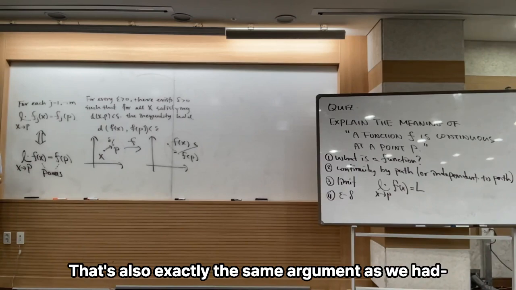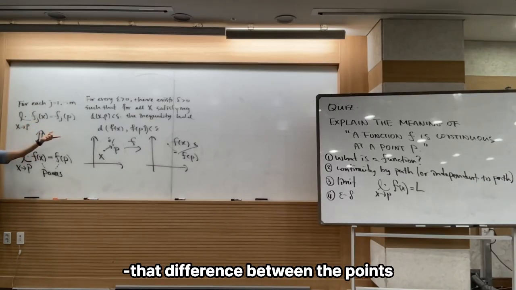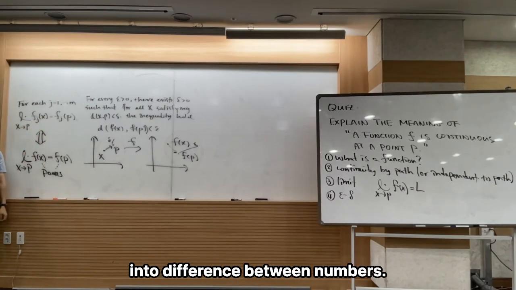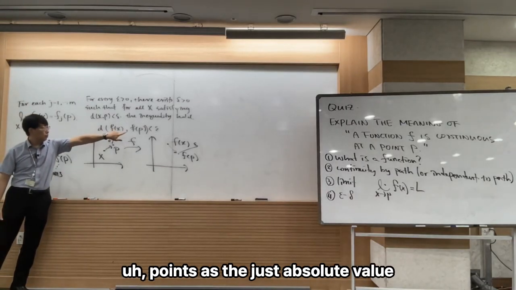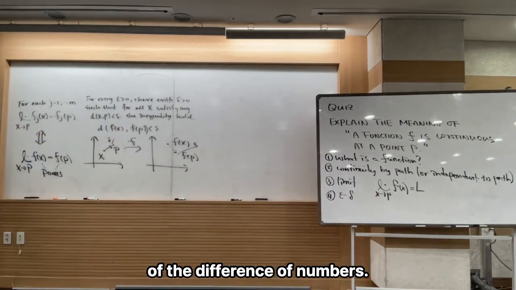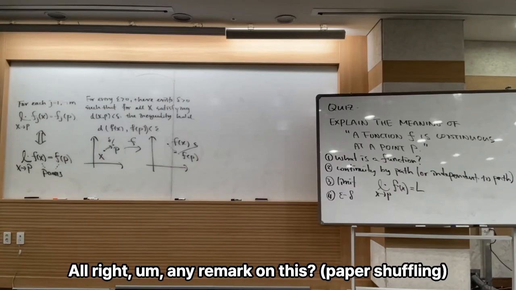That's also exactly the same argument as we have here. The only difference is that we change the difference between the points into the difference between the numbers. So you can replace the difference between the points with just the absolute value of the difference of numbers. So I'm saying that there is more than one answer. All right. Any remark on this?